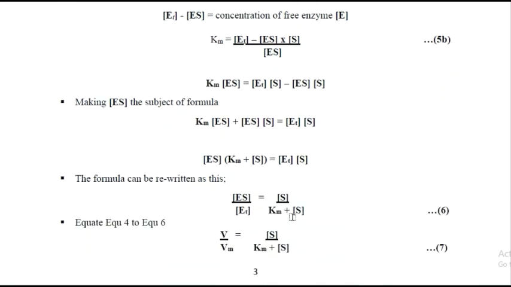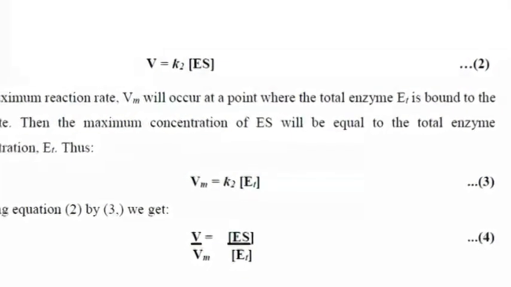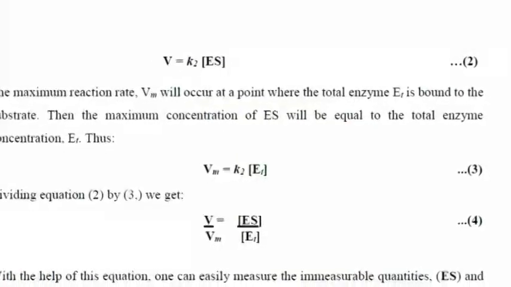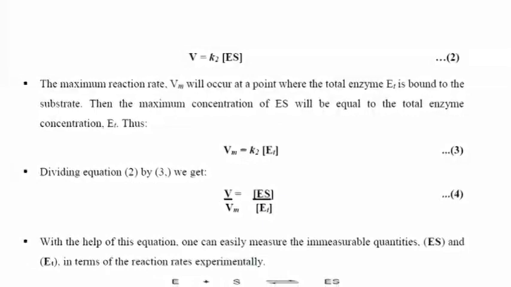We can now make enzyme substrate complex the subject of the formula, and by the time you make it the subject of the formula, we'll be able to see that when you cross multiply, we'll have what we have in equation 6. Have you seen it? Looking at this equation, it is similar to what we have in equation 4: V, velocity, over maximum velocity equals Es over Et.